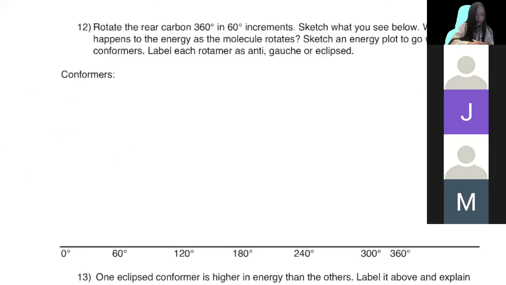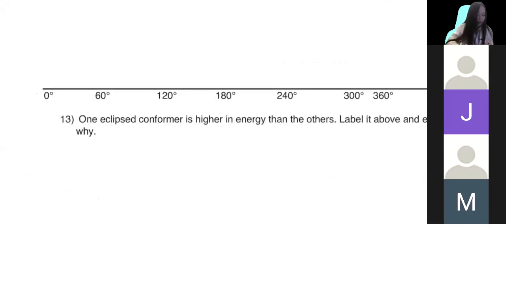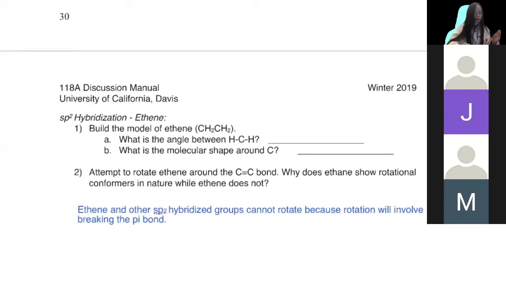So they ask you to draw another one, which is fine. You can practice on that. And then for SP2, it's more of a concept question that you should know. What's the angle between C-H bonds? You should be able to know that it's 120 now. And what's the molecular shape around the carbon?